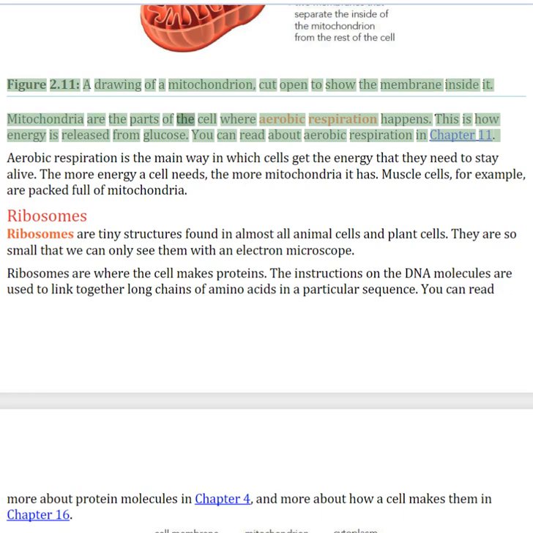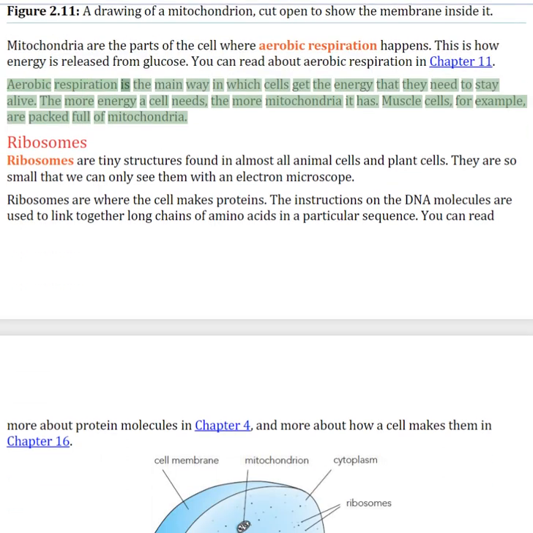Mitochondria are the parts of the cell where aerobic respiration happens. This is how energy is released from glucose. You can read about aerobic respiration in Chapter 11. Aerobic respiration is the main way in which cells get the energy that they need to stay alive. The more energy a cell needs, the more mitochondria it has. Muscle cells, for example, are packed full of mitochondria.